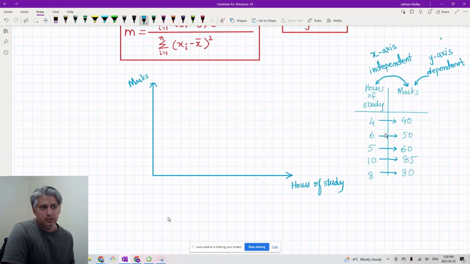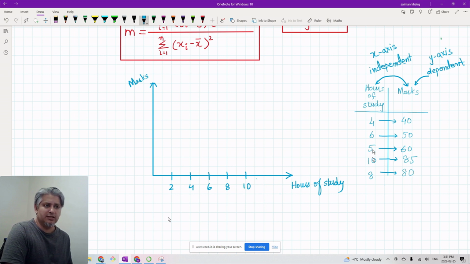So let's graph it. So first of all, I need to take a scale here. On the x-axis, my lowest number is 4, the biggest number is 10. So maybe what I can do is say 2 boxes is 2 hours. So then this would be 4 hours, this would be 6 hours, this would be 8 hours, and this would be 10 hours.